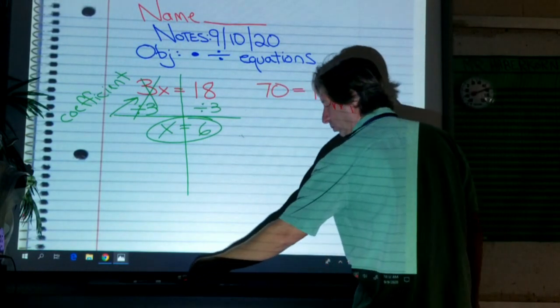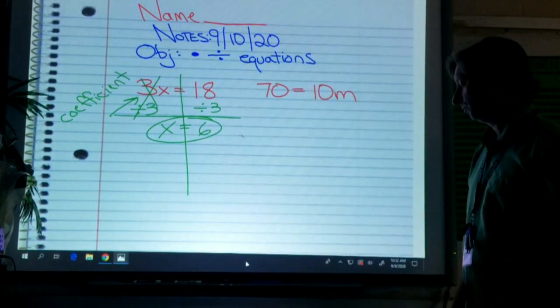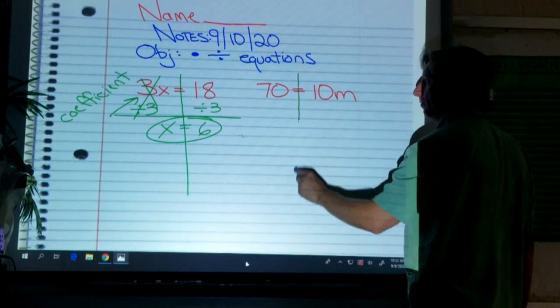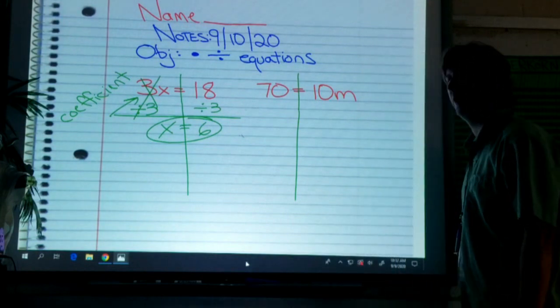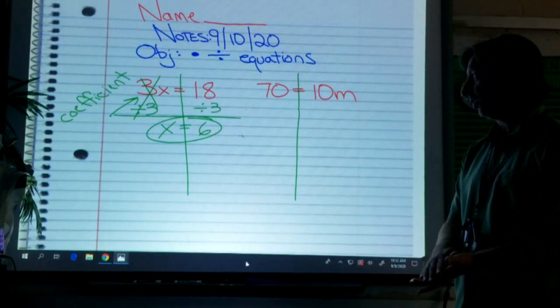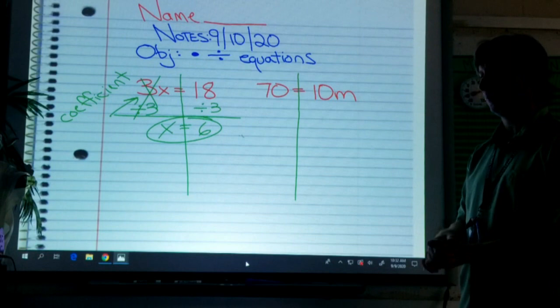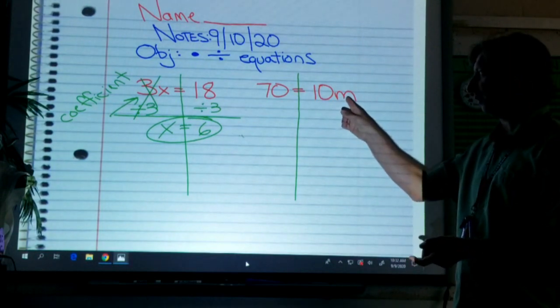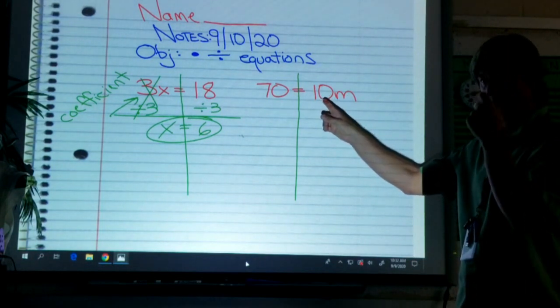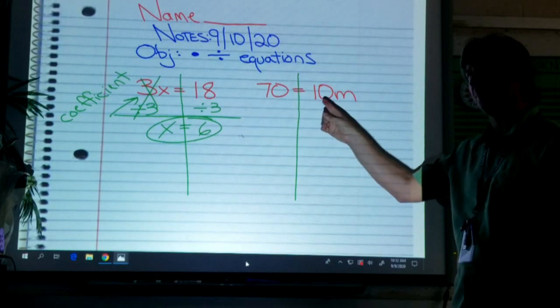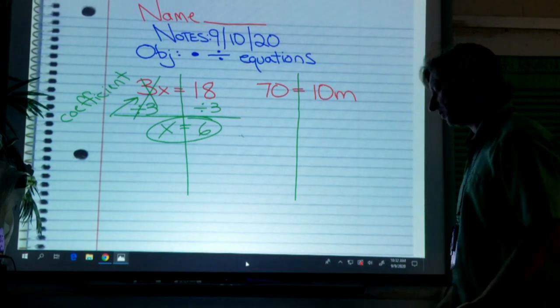$70 equals 10m. Draw our line, cut the problem in half. We want to get our variable by itself. What's the variable? Right, it's m. We want to get that by itself. So I want to get rid of this 10. They're touching, so that means that's multiply. We have to do the inverse operation, which is divide.